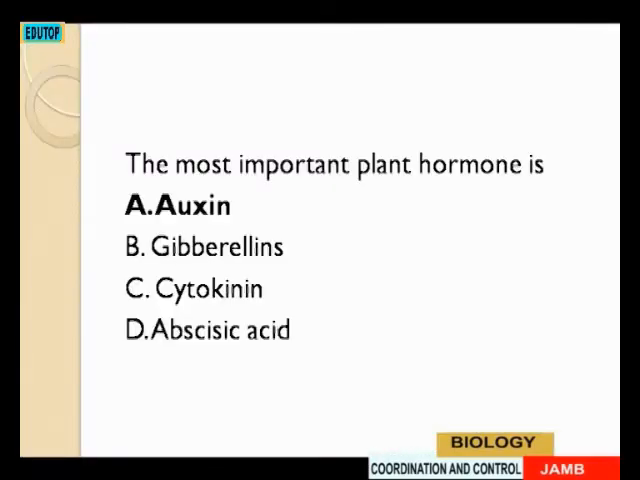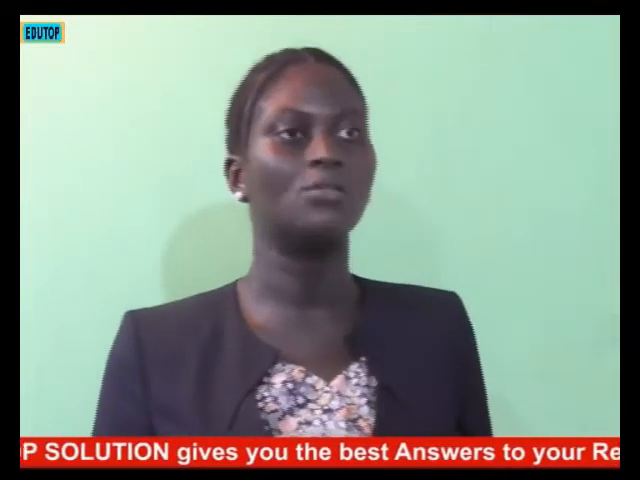The next question. The most important plant hormone is A, auxin, B, gibberellins, C, cytokinins, D, abscisic acid. Auxin is responsible for growth at the tip, majorly. Then gibberellins controls cell elongation and cell division. Abscisic acid, I told you, is responsible for leaf fall. So the most important is auxin, A. Auxin is the most important plant hormone.